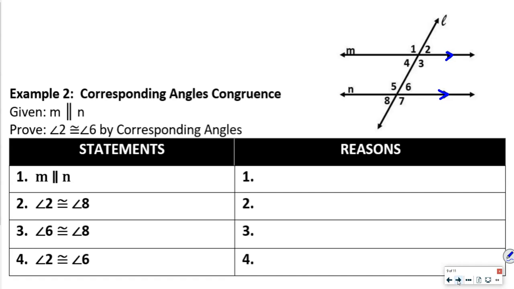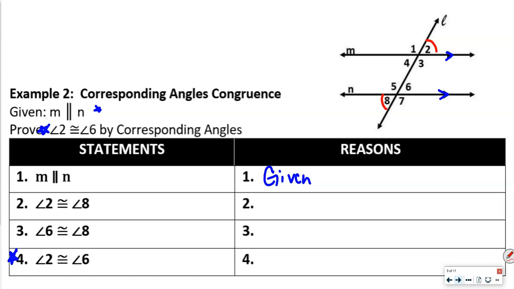Okay, so here's the key. This piece of information right here, like I said, is usually our first statement. So we're going to write given right here. And notice down here for step 4, that is what we are trying to prove. Y'all see that right there? That angle 2 is congruent to angle 6, okay? So we're given the first piece. Now let's look at this. It says that angle 2 in this drawing is congruent to angle 8.